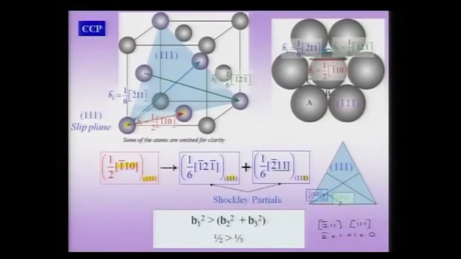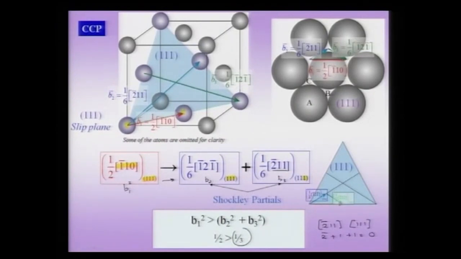Let us confirm that the dislocation energy is actually less. If I do the b squared for this and the b squared for this, suppose I call this b2 and I call this b3, the sum of b2 squared plus b3 squared is 1/3, and b1 squared is 1/2. You can see that 1/2 is clearly larger than 1/3. Therefore, this dislocation reaction goes in the forward direction to reduce the energy of the crystal.